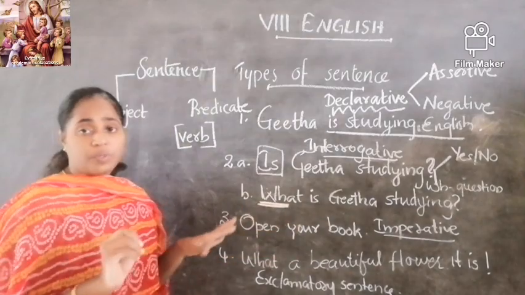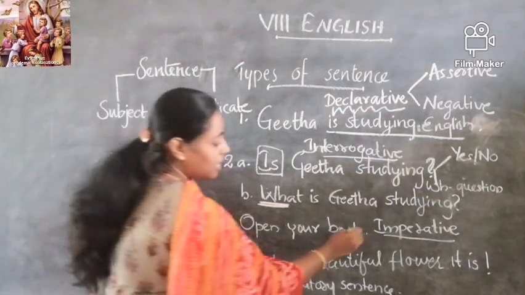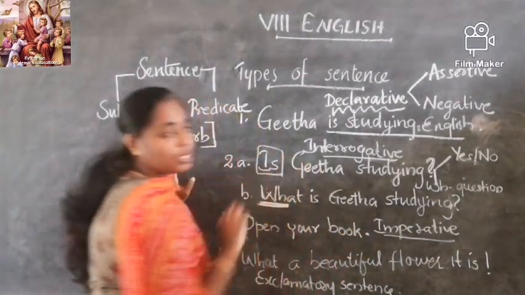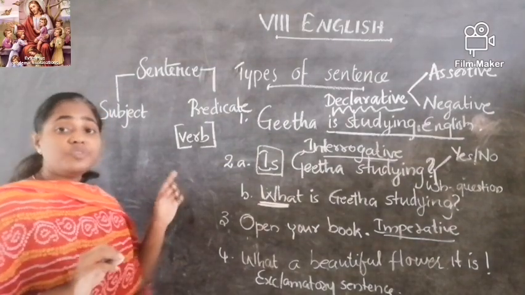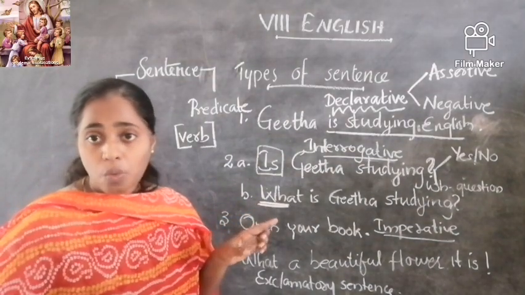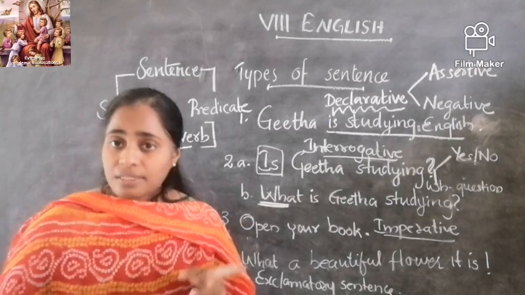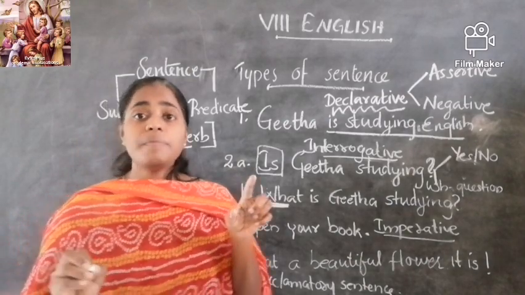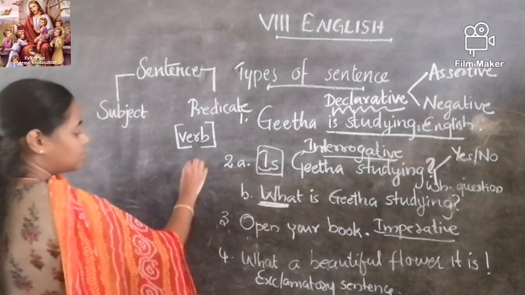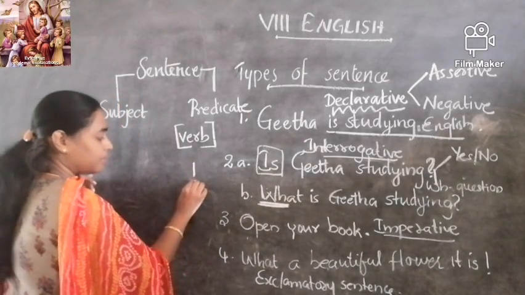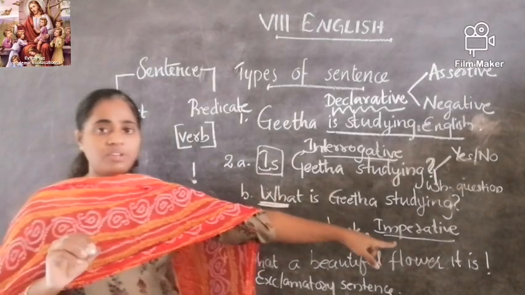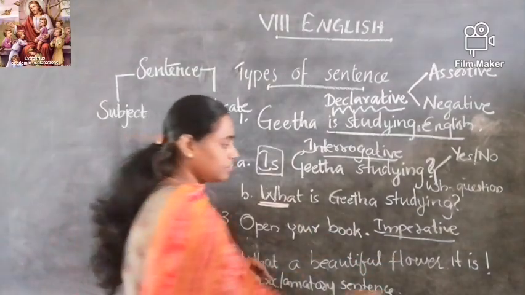Now, open your book, which is an imperative sentence, contains a full stop. What a beautiful flower it is. Oh my God. For emotions like this, which are exclamatory sentences, the exclamation mark is used. This is the exclamation mark. You can see that exclamation mark over there. This one.